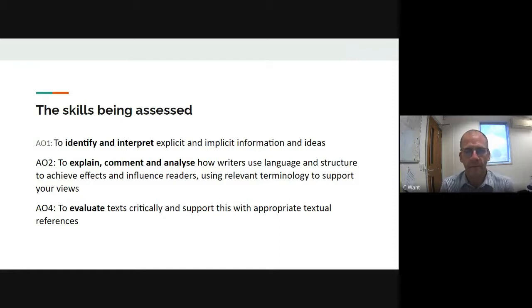Okay, there are three skills that we'll be using throughout this, and let's be clear on that. There's AO1, which is finding information. Question 1, nice and simple, nice and concise. How carefully can you read? AO2 is the most important one. It needs to be your focus throughout.